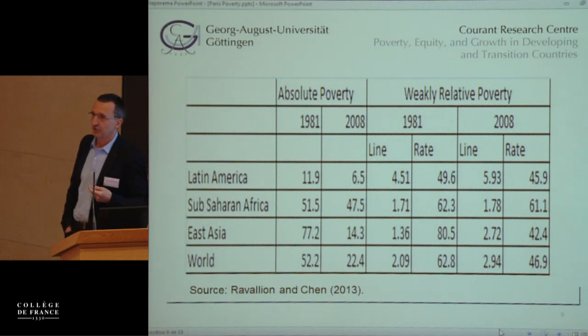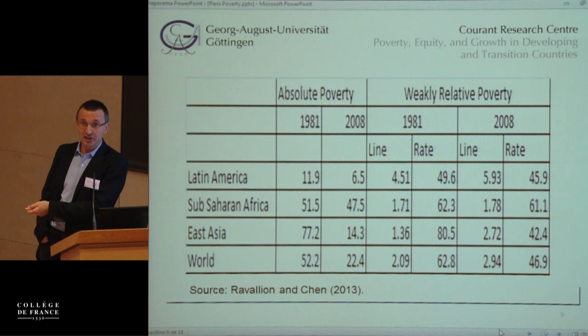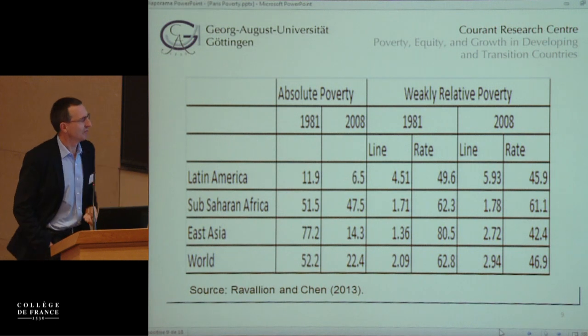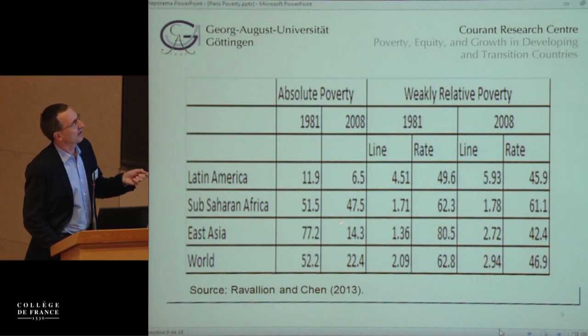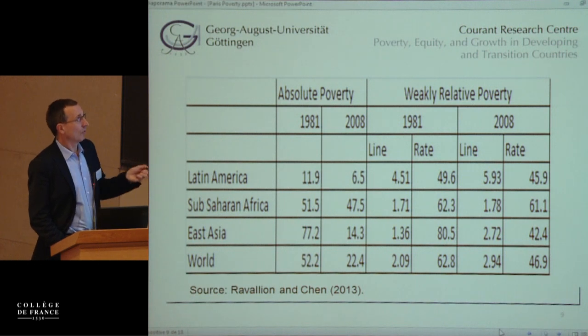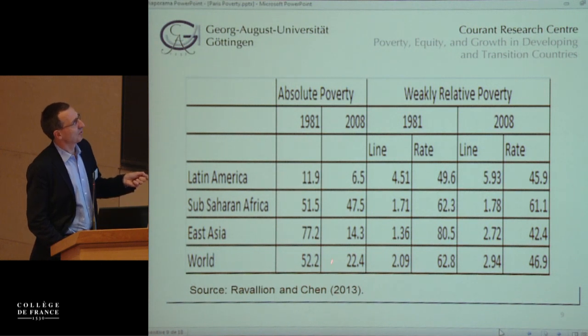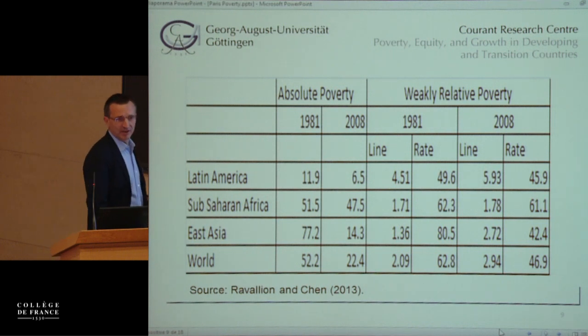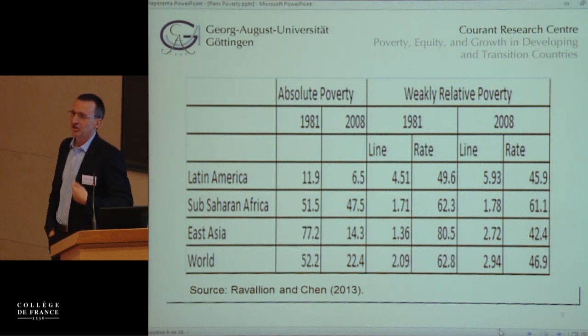And of course, the reason why it is a very serious issue is because Latin America is relatively rich and has very high inequality, pushing quite a lot of people below this weakly relative poverty line. Even in sub-Saharan Africa now, the weakly relative poverty line would be $1.78, and we would have a lot more people. And of course, as a result, poverty reduction in the world would have been much less. So here it was from 52% to 22%. I showed you that before. And with weakly relative poverty, the poverty line would have gone from 2.09 to 2.94, and poverty from 63 to 47%. So actually we have been much less successful.